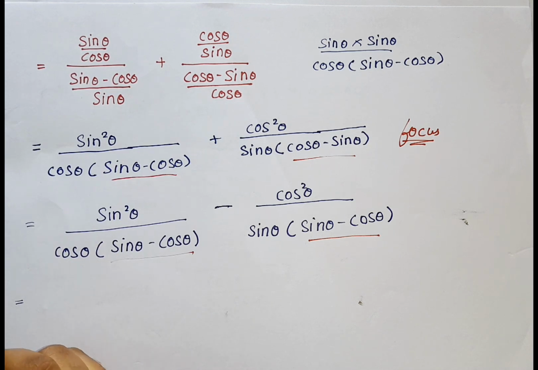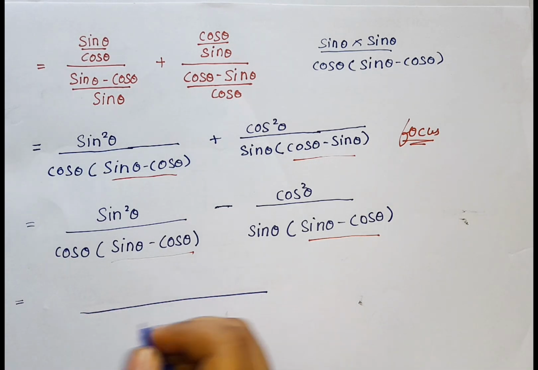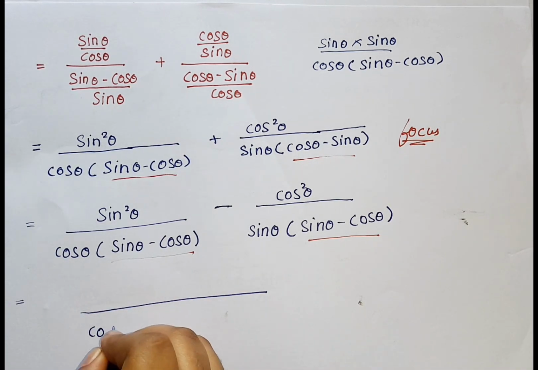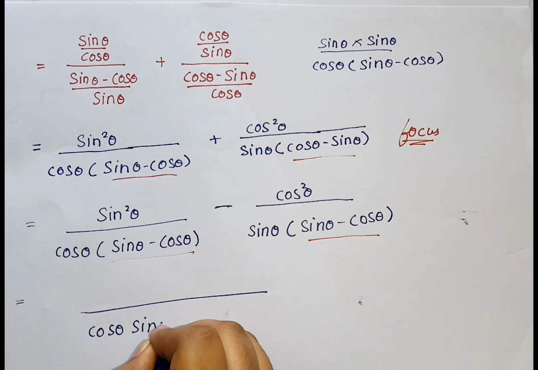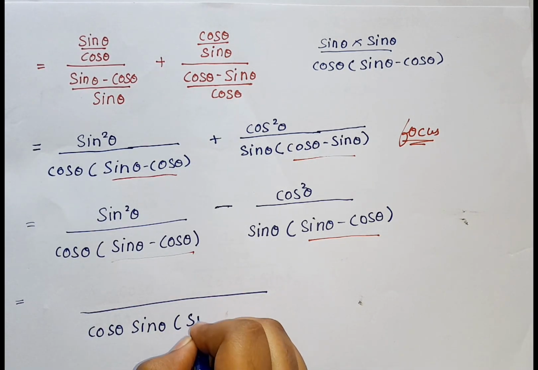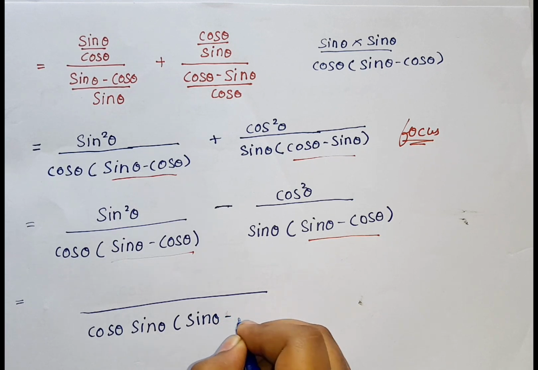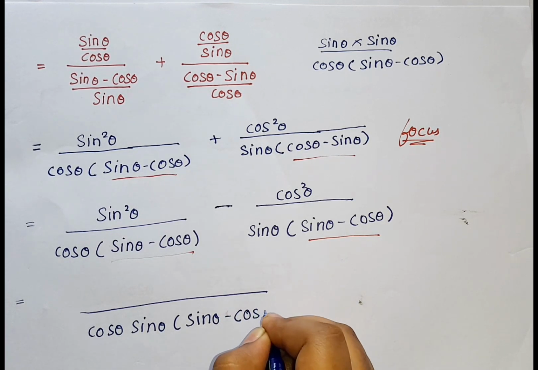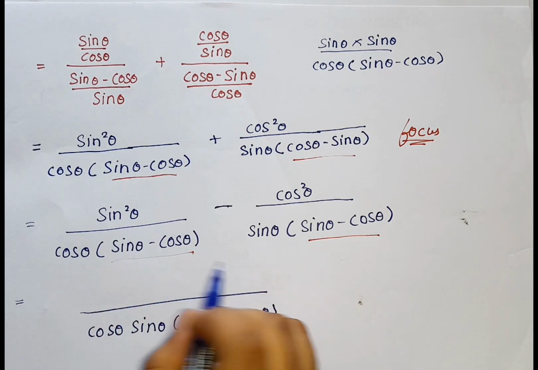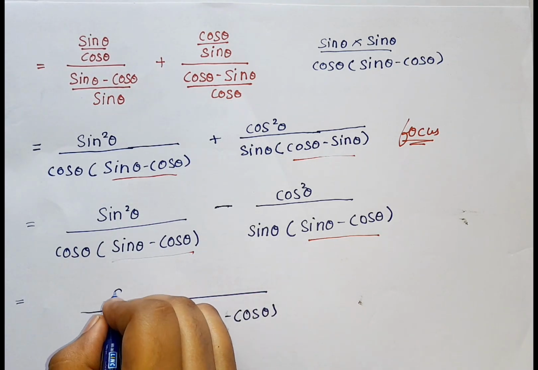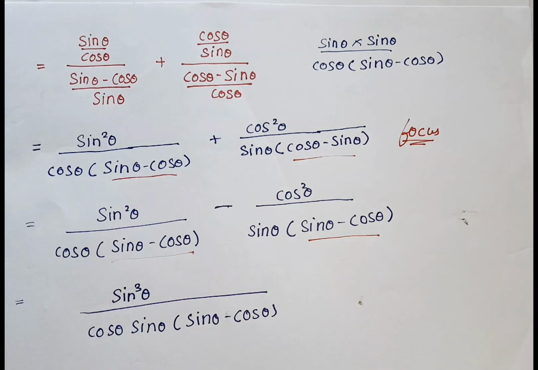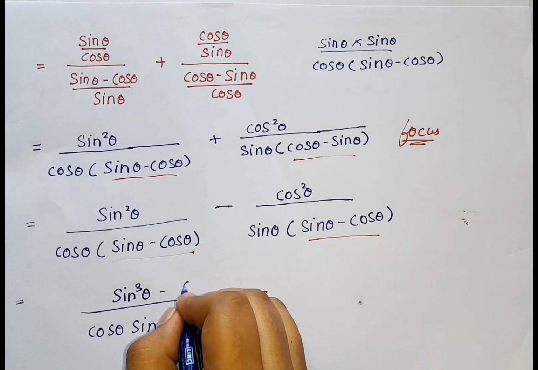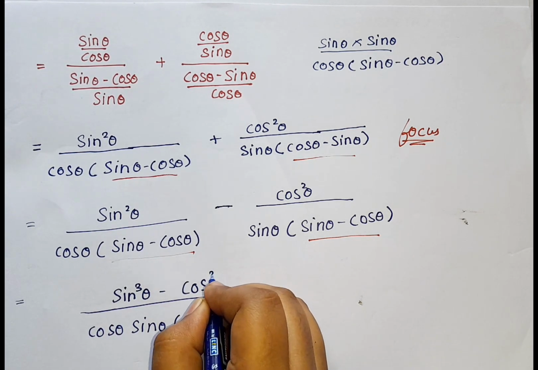Okay, alright. So now when we take LCM, I'll get cos theta sin theta. When I take LCM here, sin theta and bracket sin theta minus cos theta. Okay, and then here when I take LCM, I'll get sin cube theta and then minus cos cube theta.